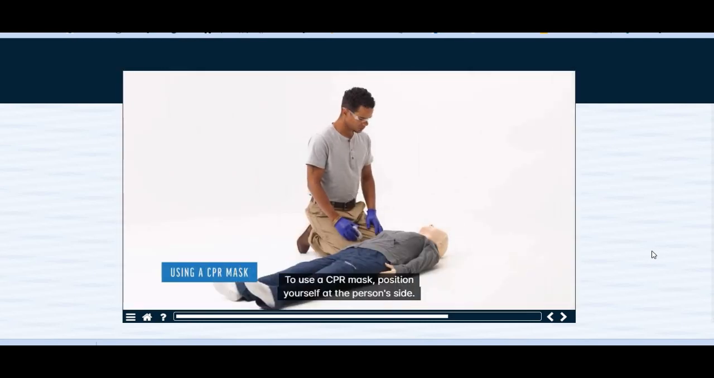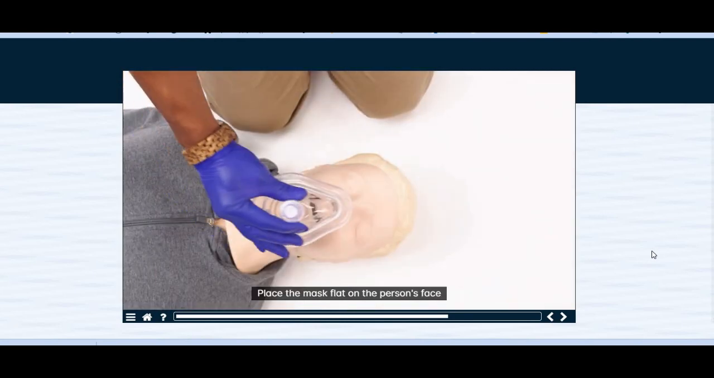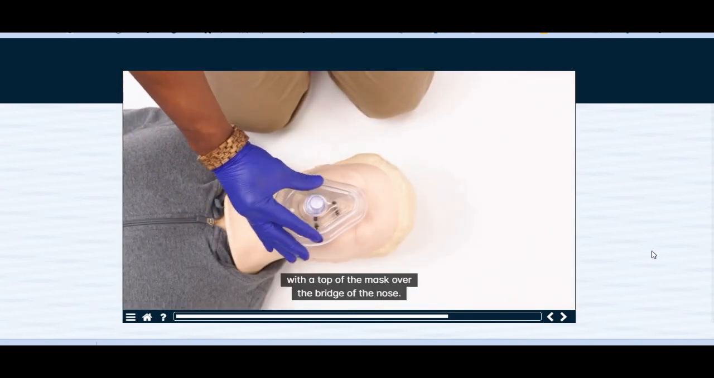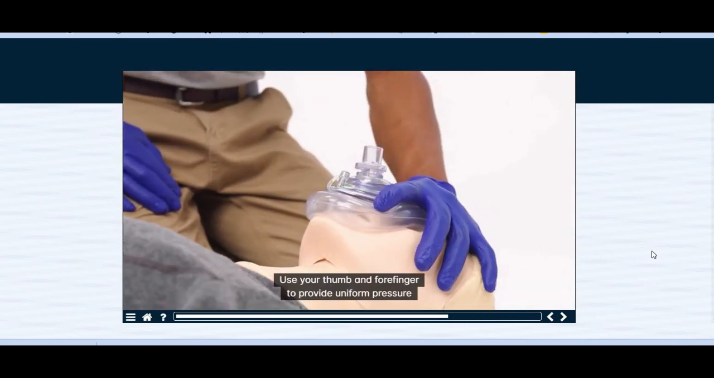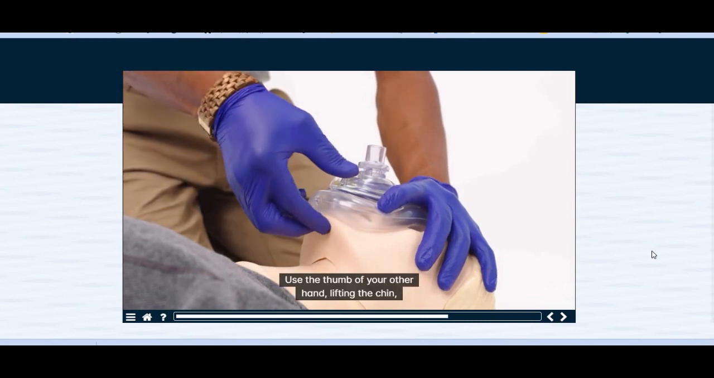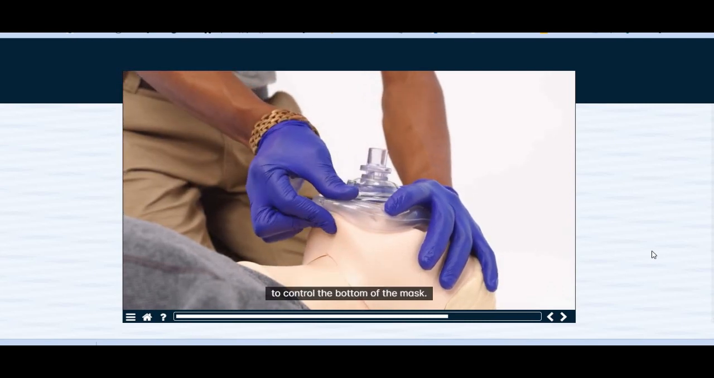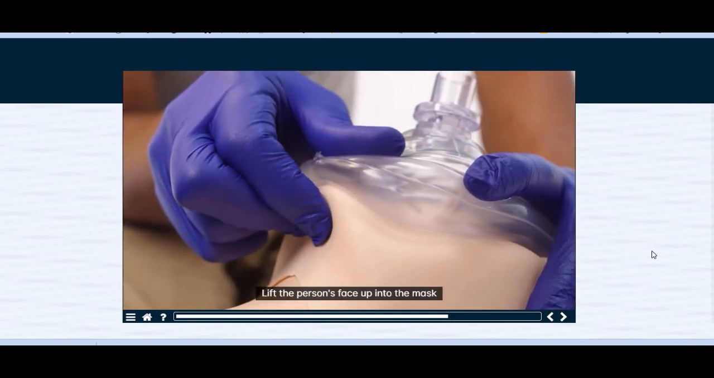To use a CPR mask, position yourself at the person's side. Place the mask flat on the person's face with the top of the mask over the bridge of the nose. Use your thumb and forefinger to provide uniform pressure around the top of the mask. Use the thumb of your other hand, lifting the chin to control the bottom of the mask. Hook your fingertips of the hand controlling the bottom of the mask under the bony ridge of the jaw. Open the airway with a head tilt chin lift maneuver. Lift the person's face up into the mask to create an airtight seal.